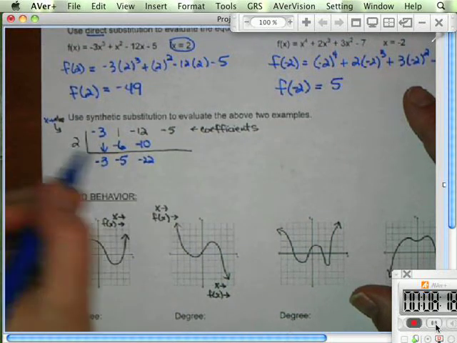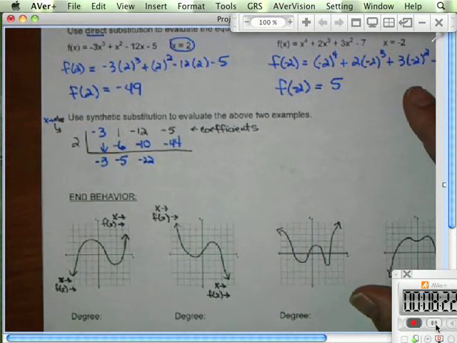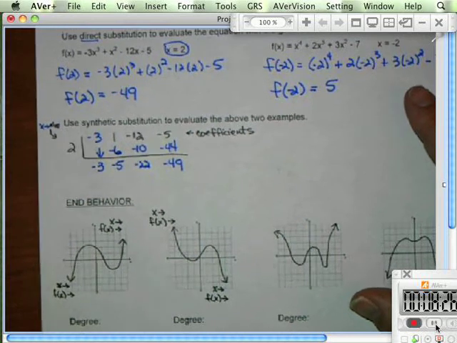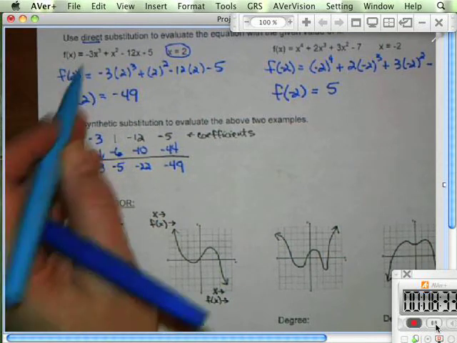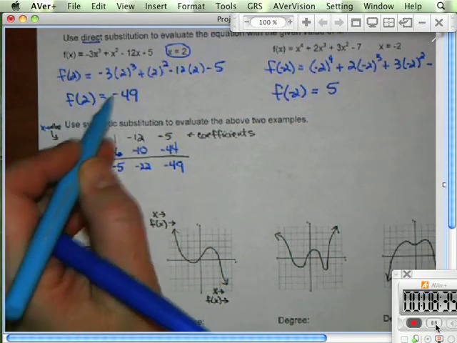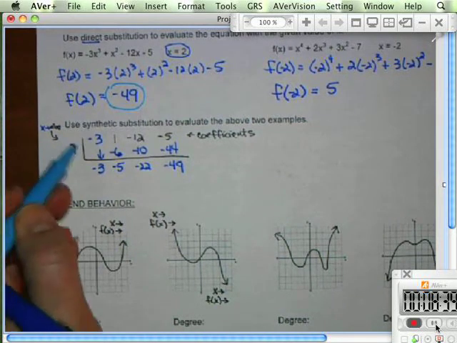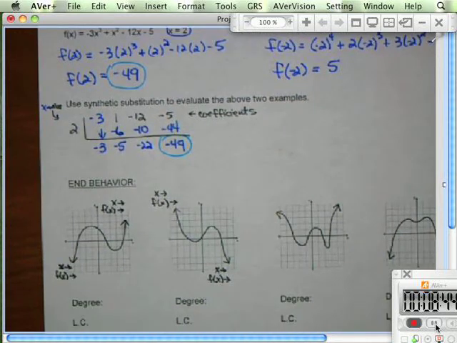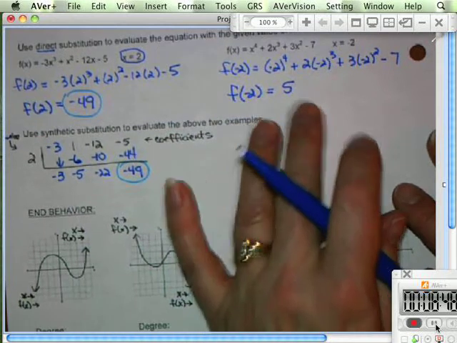2 times negative 22 is negative 44. And you add down, and you get negative 49. Oh, wait a minute. Look at right here. We said when f of 2 for this function, when 2 went in, negative 49 came out. This is the same equation, the same function. When 2 went in, negative 49 came out. And so that's how you do synthetic substitution. Let's do this one now.